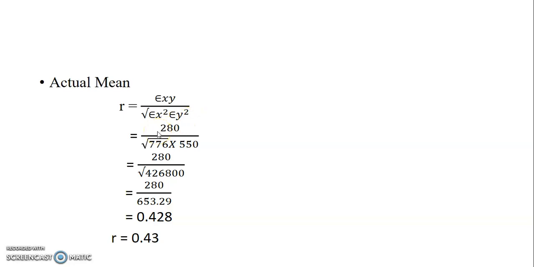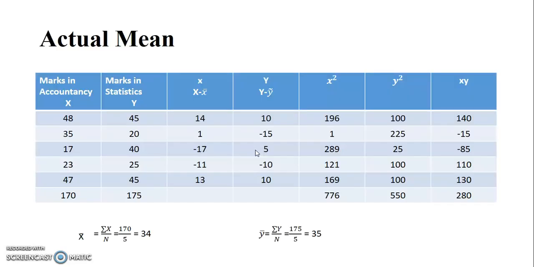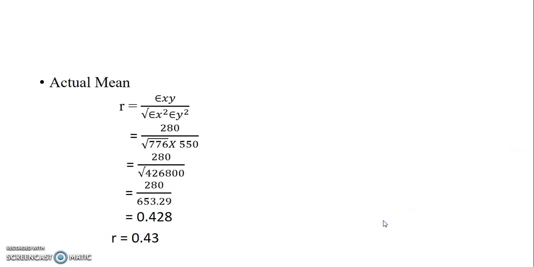So the value of sigma xy is 280, sigma x squared is 776, and sigma y square is 550. Now we apply this in the formula: 280 divided by root of 776 into 550. We got root 426,800. Then we can simplify, we got 653.29. Now divide this, we got 0.428.